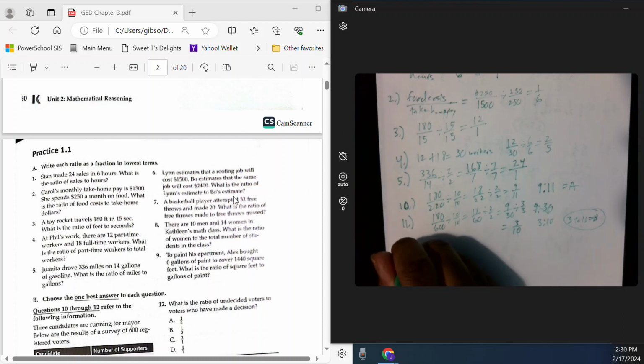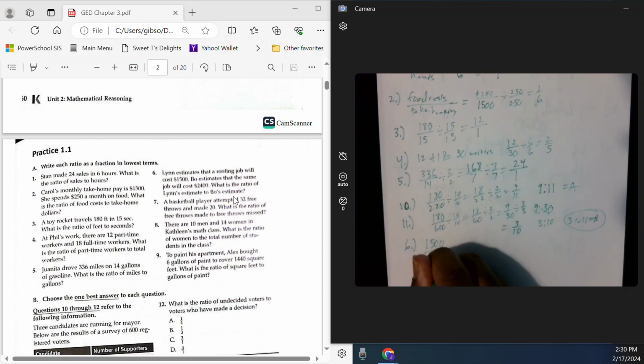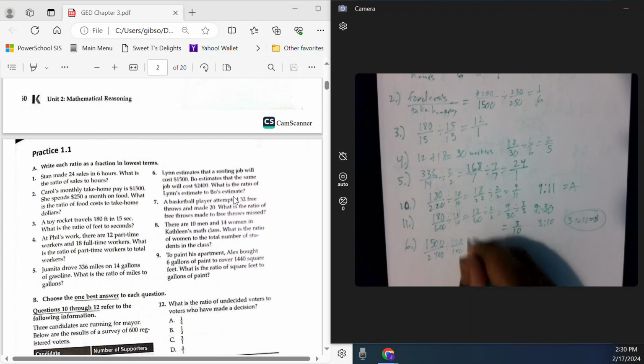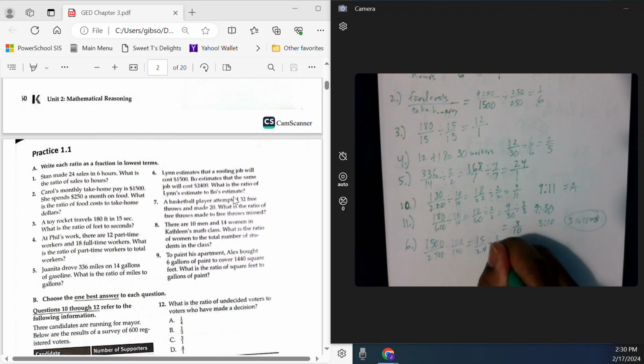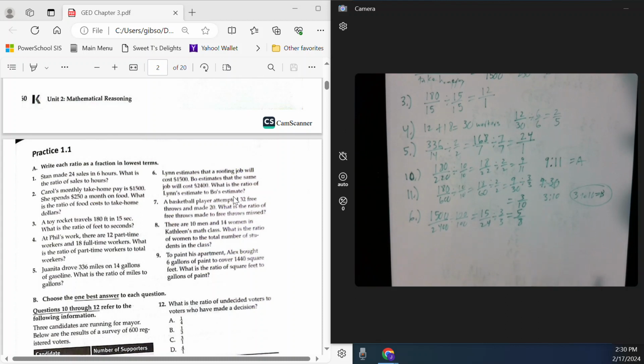Lynn's estimate would be 1,500 divided by Bo's estimate, which is 2,400. And we need to simplify this. Since both of them end in 2 zeros, we could divide both by 100. So this will give us 15 over 24. 15 and 24 both has 3 in common. So we'll divide both by 3. And this will give us 5 over 8, which is our final answer. Because this problem here requires us to write it as a fraction.